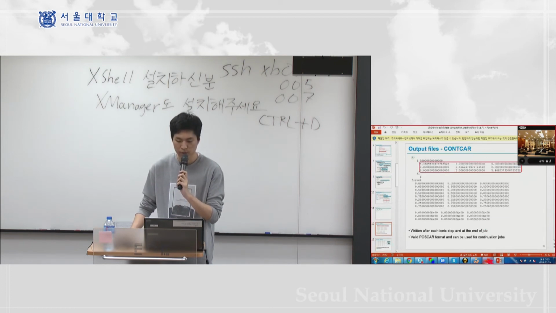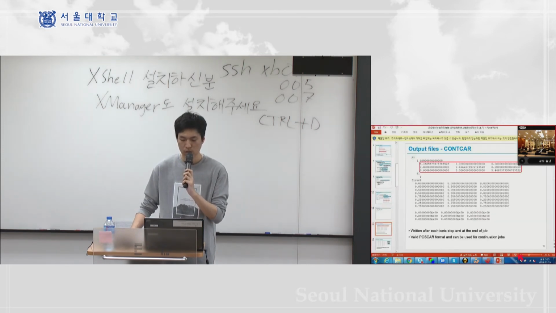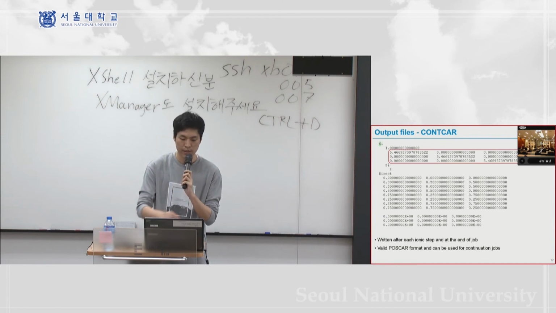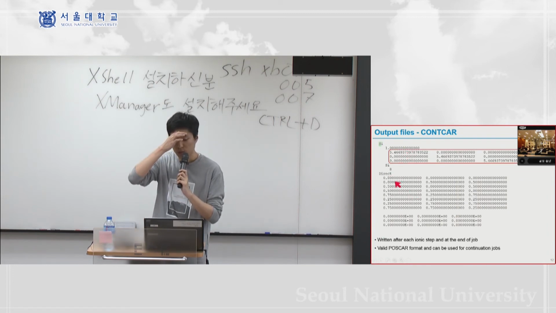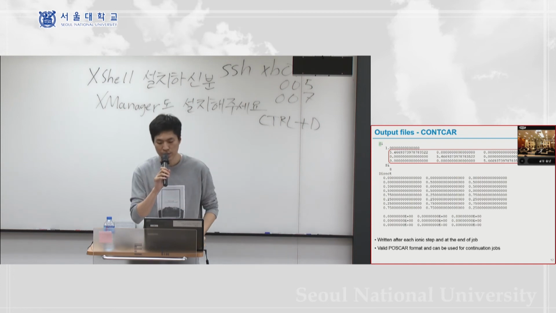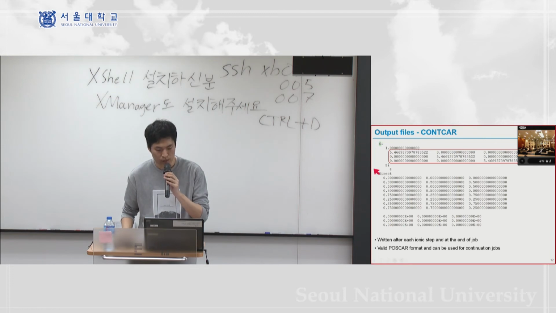There is the CONTCAR file as an output file. So the CONTCAR file is in the same format as POSCAR. So it contains lattice information and ionic positions. So this is the position and lattice at the end of the simulation. So we did a relaxation calculation. So this is the relaxed lattice parameter. So it is different from the POSCAR file.